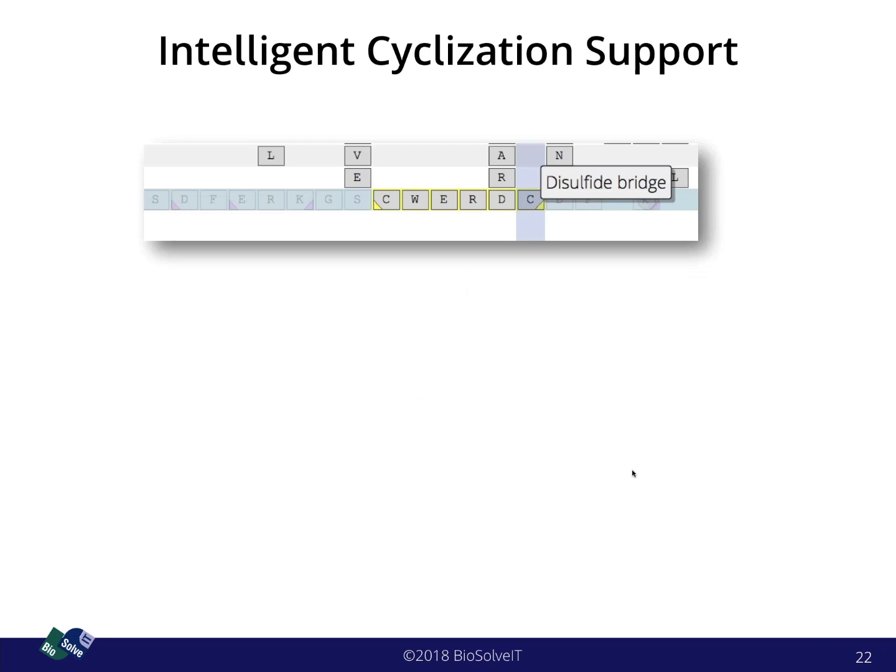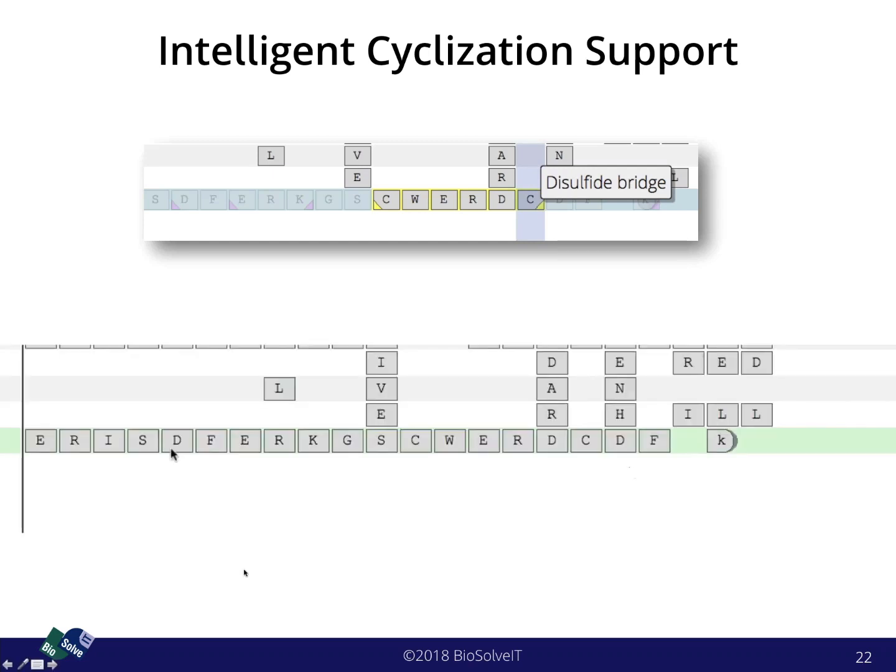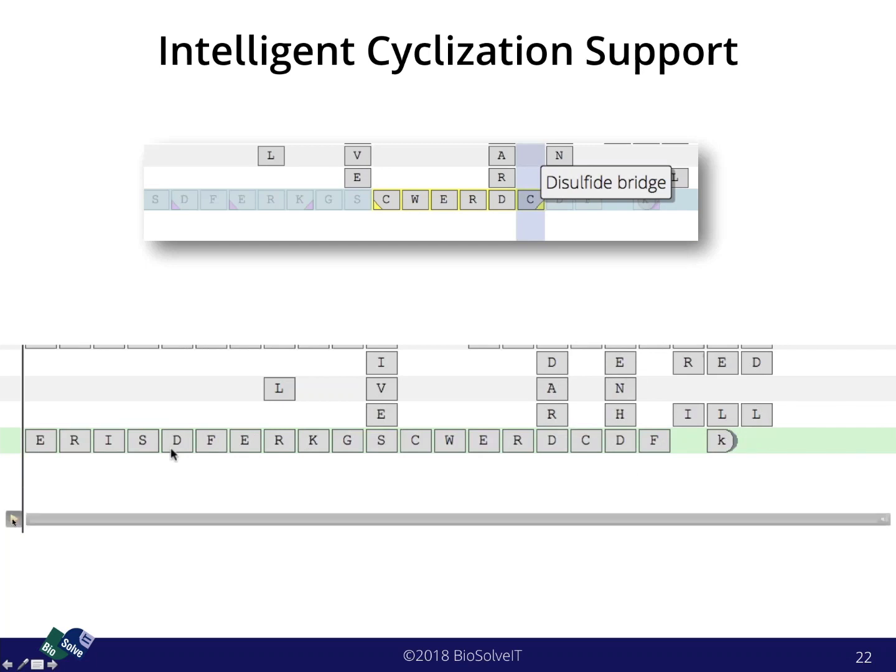Then, of course, cycles are a big issue. We implemented intelligent cyclization support. By intelligent, I mean that you can't just cycle anything everywhere, but it will automatically support you in having these bridges or cycles be created where they make sense. So let me show you an example how this works, because it also works with nested cycles.